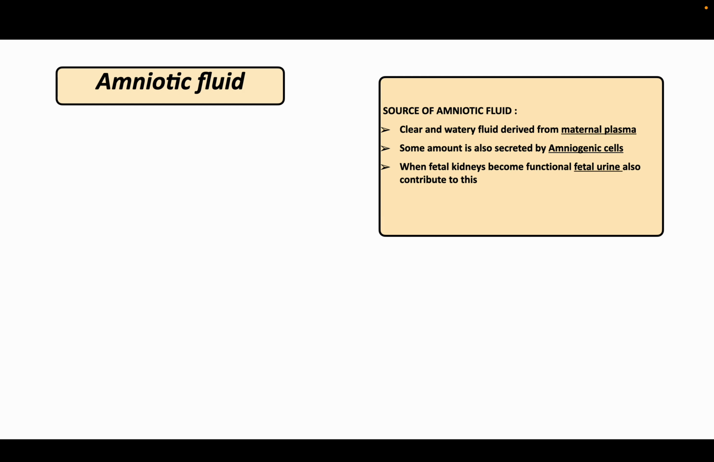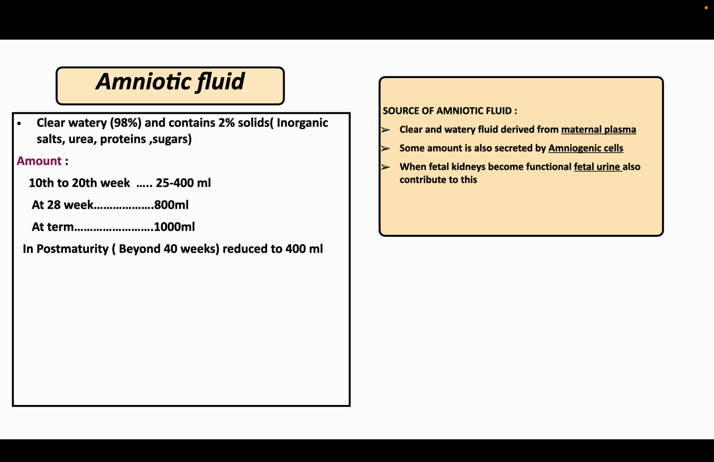Coming to the amniotic fluid, the source of the amniotic fluid: it is a clear and watery fluid derived from the maternal plasma. Some amount is also secreted by amniogenic cells. So when the fetal kidney becomes functional, fetal urine also contributes to this. So these are the sources of the amniotic fluid.